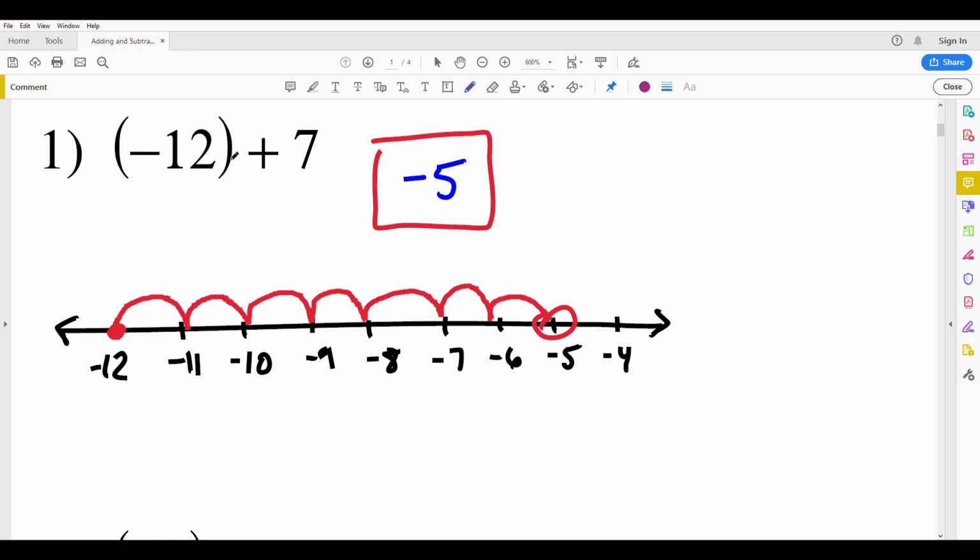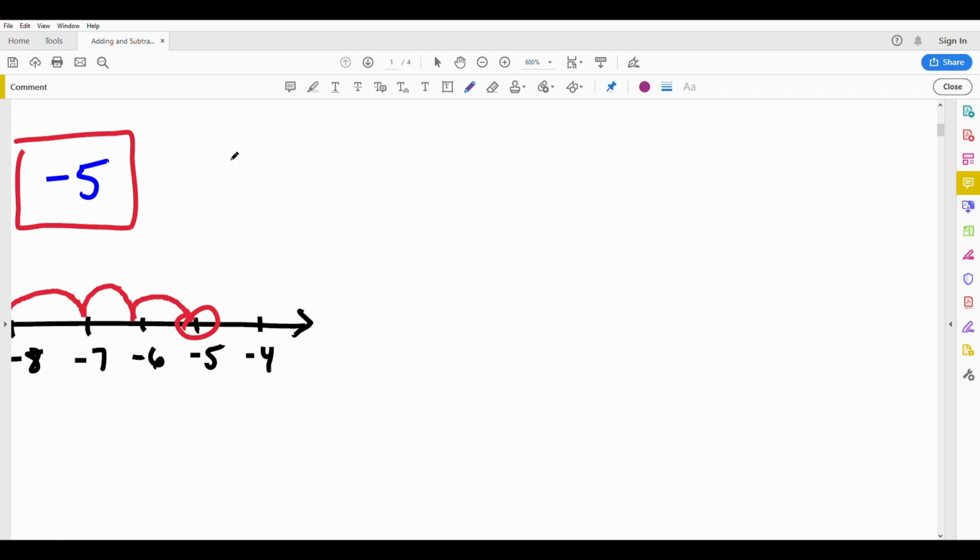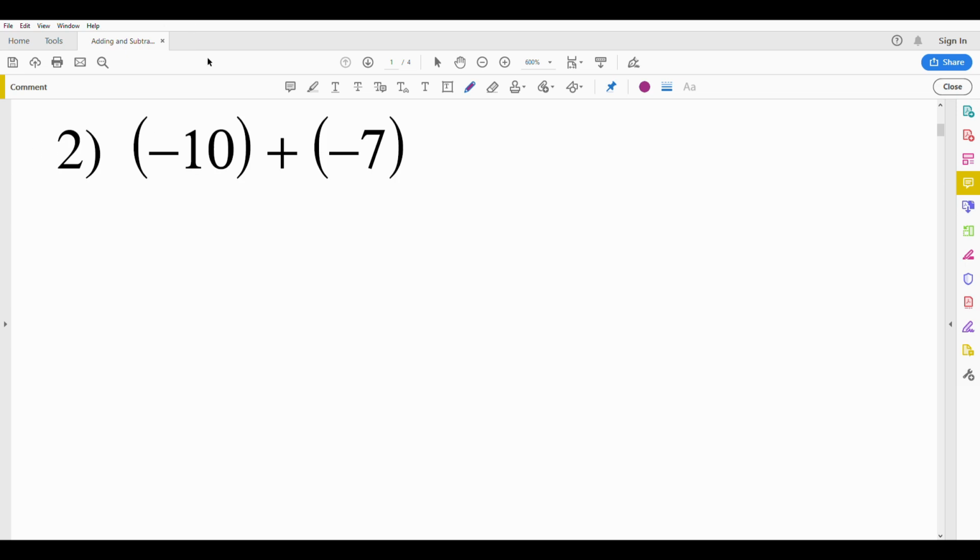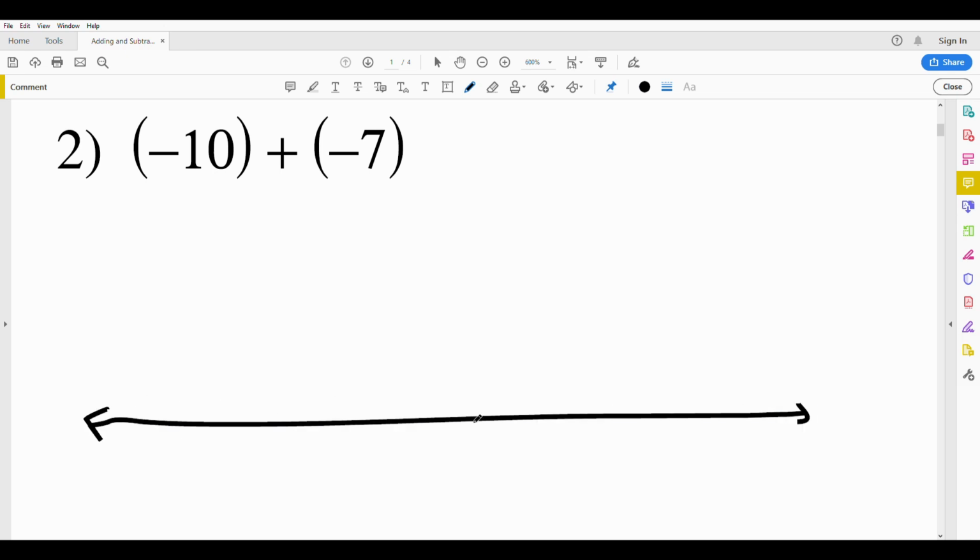And in number 2, as opposed to adding a positive to a negative, we're going to be adding another negative. So let's take a look at that. For number 2, we have negative 10 plus a negative 7. So again, I'll start out by drawing our number line, but eventually I'm going to leave this up to you if you need it. So here's our number line, and I'll plot a few points.